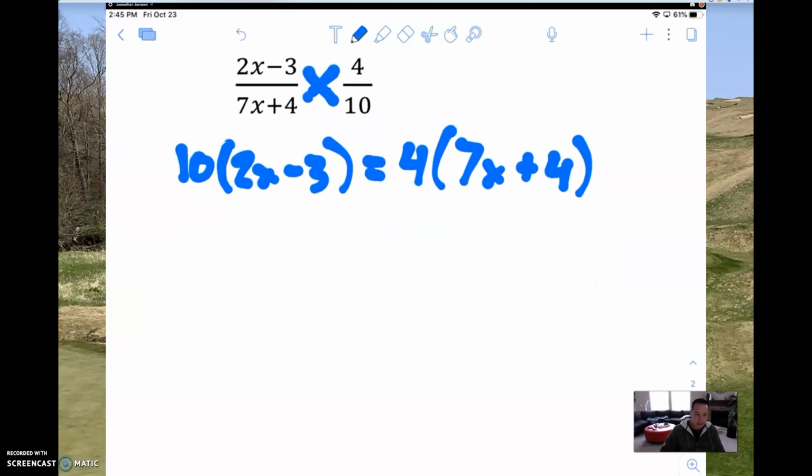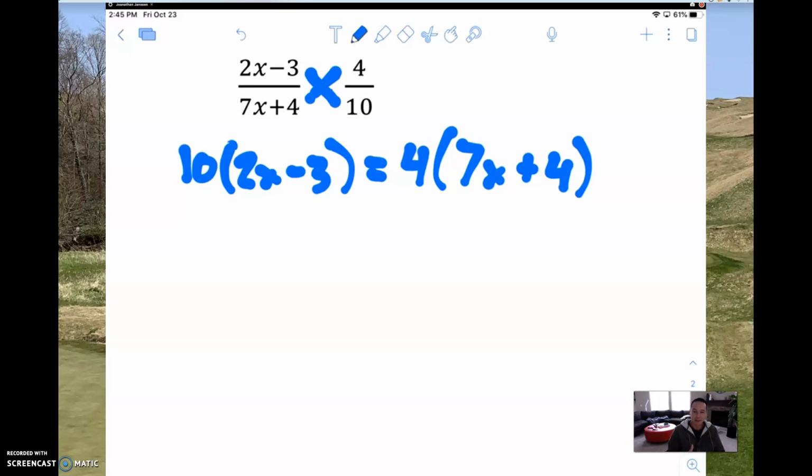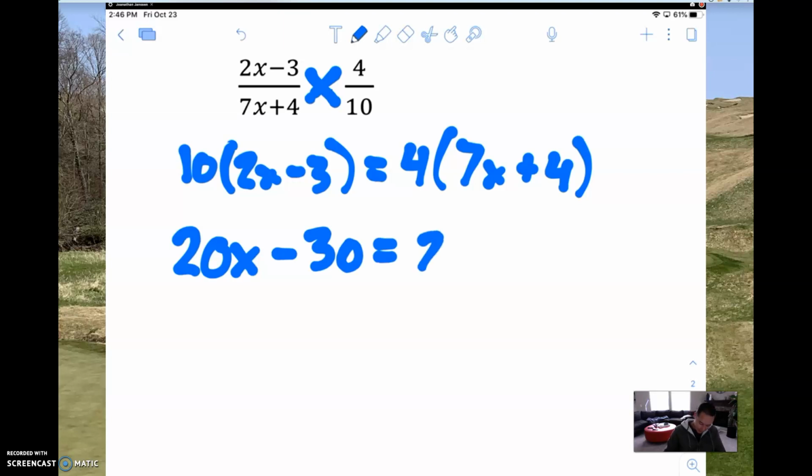So I'll give you a second just to absorb what we just did there. We took 10 times the whole thing, put an equal sign, 4 times that whole expression. From there, we can distribute. So 10 times 2x gives you 20x. 10 times negative 3 gives you a minus 30. Then we're going to distribute that 4. So 4 times 7x gives you 28x. And 4 times 4 gives you a plus 16.